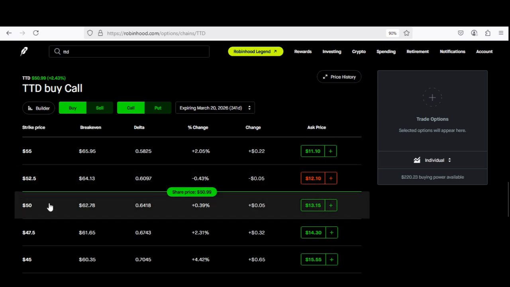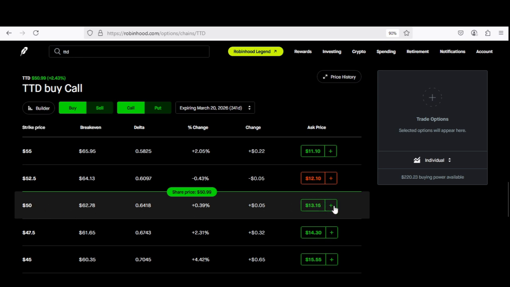If you're new to options trading, at the money simply means the closest strike price to the share price. So $50 is at the money, so too is 52.5. They're both the closest to the share price, one up, one down, so they're both at the money. So I'm going to be going with the $50 strike price right here.